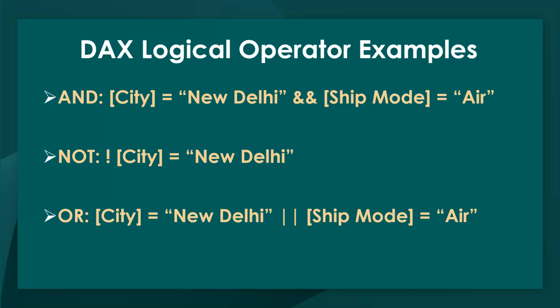The result will come. So from the city, I have put New Delhi, and ship mode is there. Whichever logical test is true, the value will be returned according to the text we have defined as an explicit measure. So in the OR condition, you have to put 2 pipe symbols.